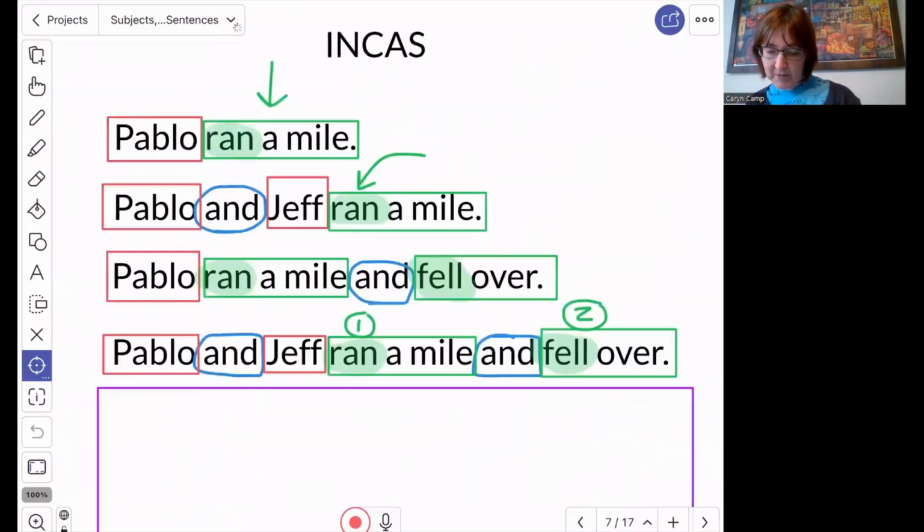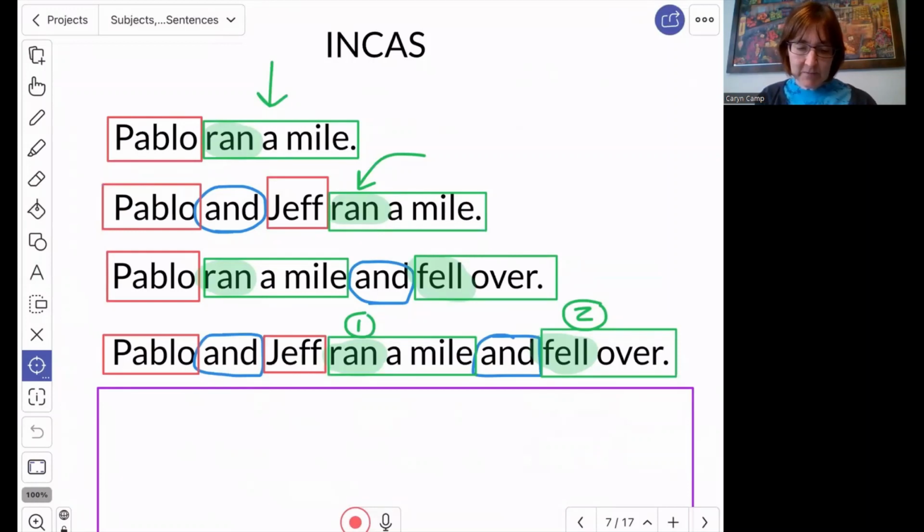So let's go back to where we were. This is red, red, green, green. This is not red, green, right? There's no place for us to split this in two and have two simple sentences. Where would we split it? If we split it here, our first sentence would be Pablo and Jeff, period. That doesn't make sense. And our next sentence would be ran a mile and fell over, period. And that doesn't make sense. So this is still a simple sentence.